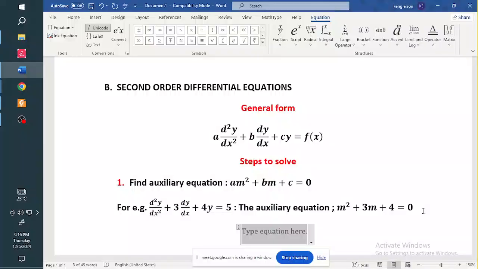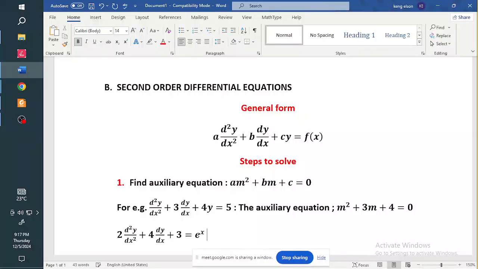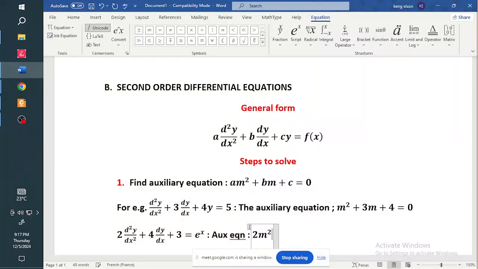If I have maybe 2d squared y by dx squared plus 4 dy by dx plus 3 equal to e to the power x, then my auxiliary equation will be 2m squared plus 4m plus 3 equal to 0. Sorry, it's supposed to be 3y that is here.